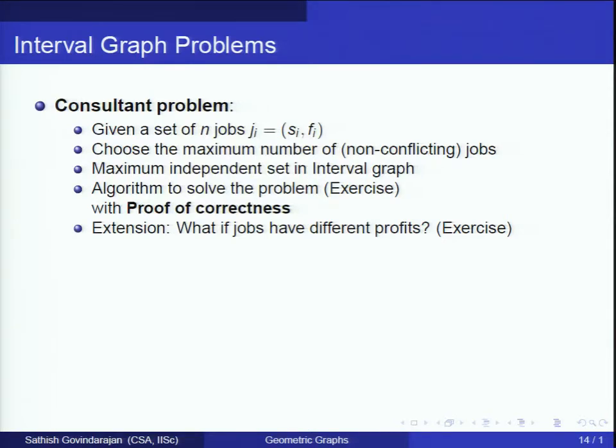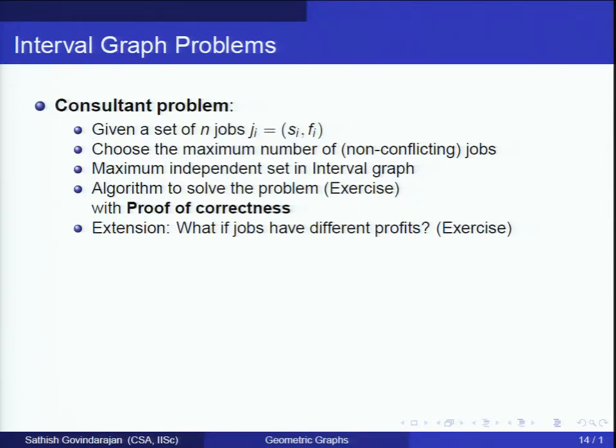Now let me ask an extension question. Suppose the jobs are not identical. Each job gives you a different profit. They give you a salary for being a consultant, and the salary might be different for different jobs. And what is your objective now? You don't care about how many jobs you do, you only care about the total revenue you get. I can do just one job, but if it gives me much more revenue, then why do I care about doing many jobs? So the objective is to maximize the total revenue from the jobs. Now this is a slightly different problem.